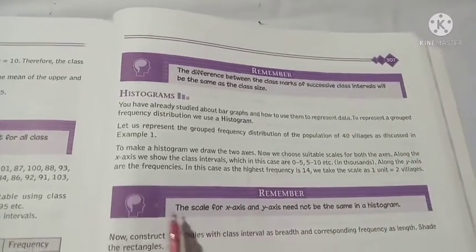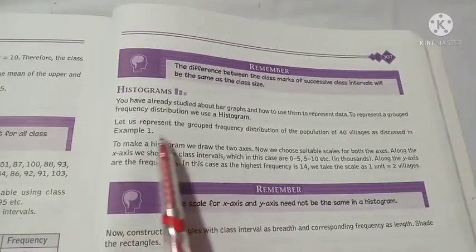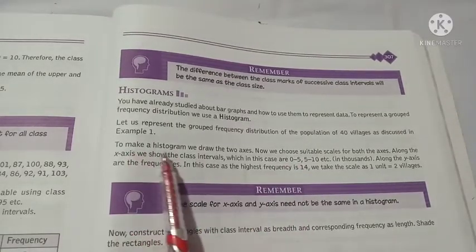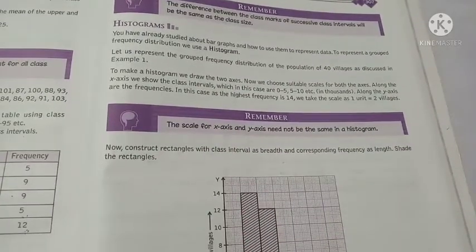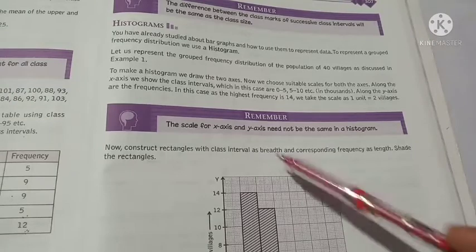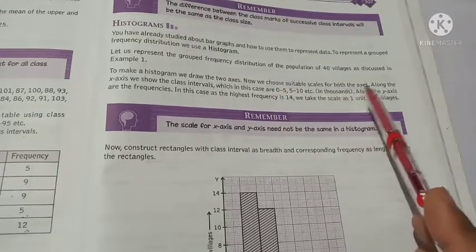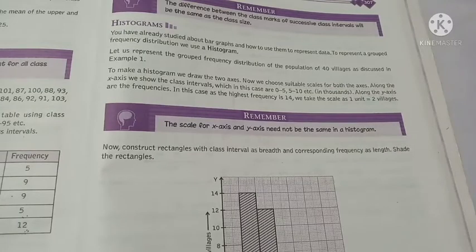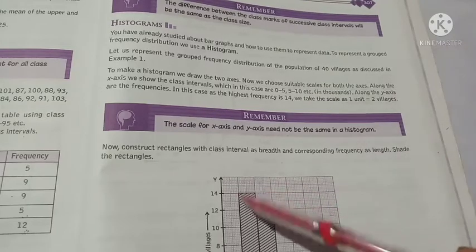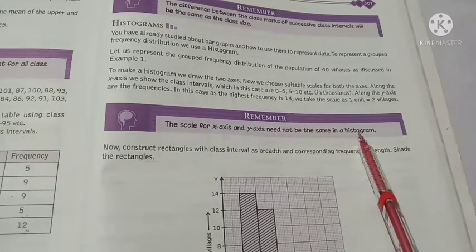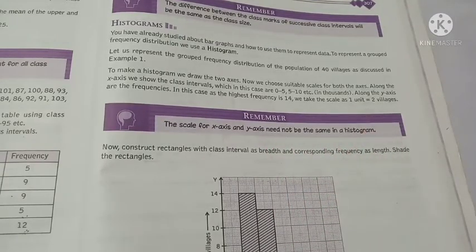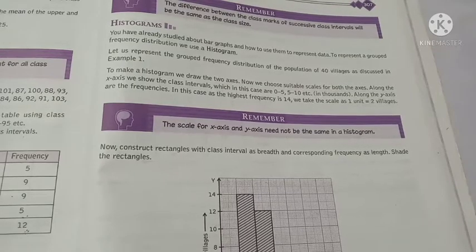These are the steps to draw the histogram. To make a histogram, we draw two axes, the x-axis and the y-axis. Now we choose a suitable scale, which is similar to the bar graph we have drawn. The scales of the x-axis and y-axis need not be the same in the histogram, whereas in the bar graph they should be the same.